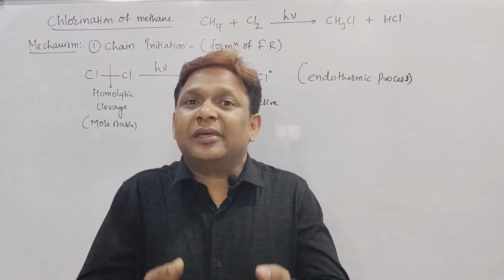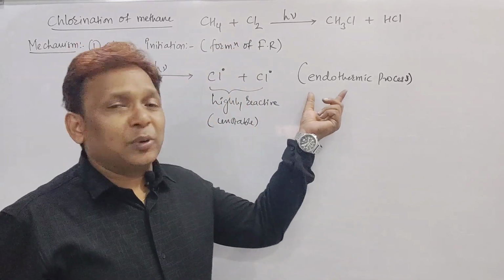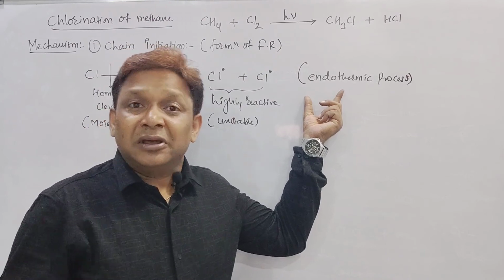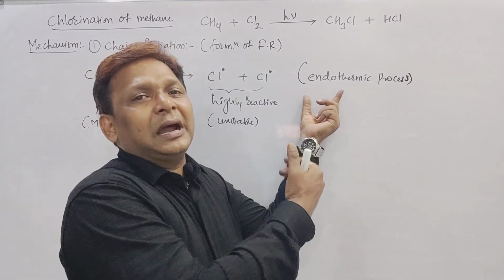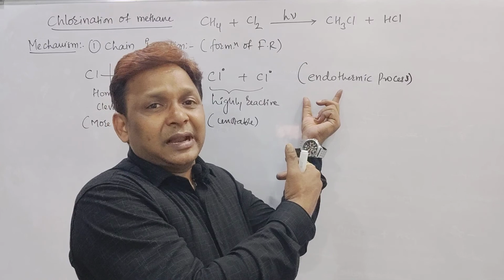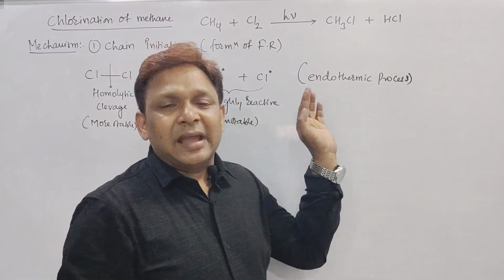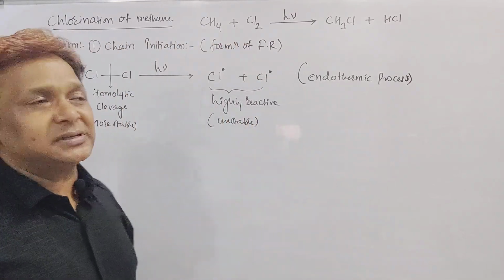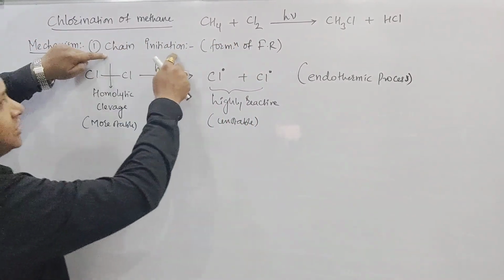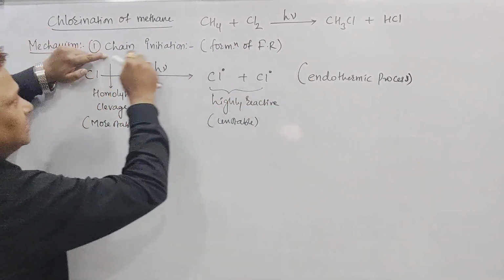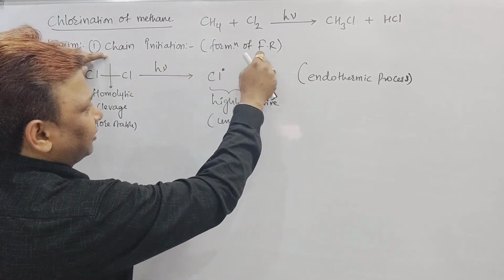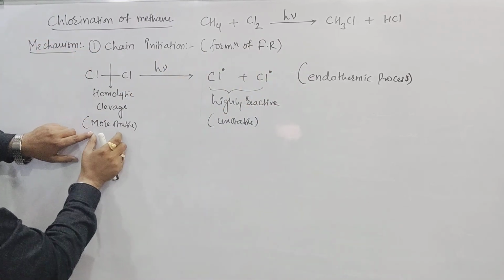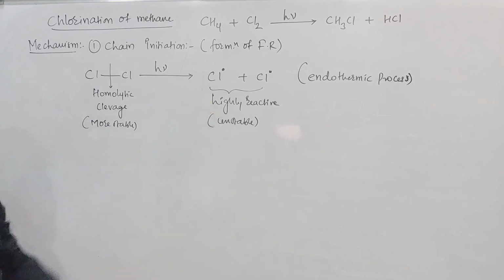That means the reaction is non-spontaneous, and you know a non-spontaneous reaction never occurs on its own. We have to provide energy from outside, in the form of heat energy, and by providing the heat energy the reaction will take place. The reaction which takes place by absorbing heat energy is called what? An endothermic process. So the first step, chain initiation, is an endothermic process. Chain initiation is the formation of Fr. In that one we are converting more stable to less stable. Okay, we got the first step, chain initiation.